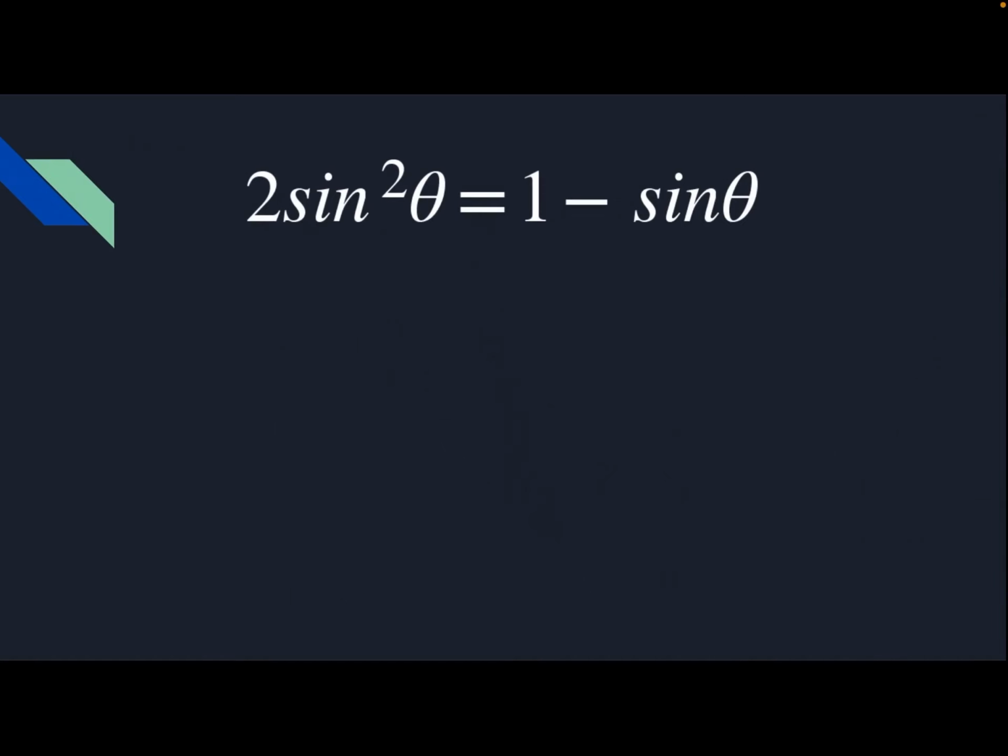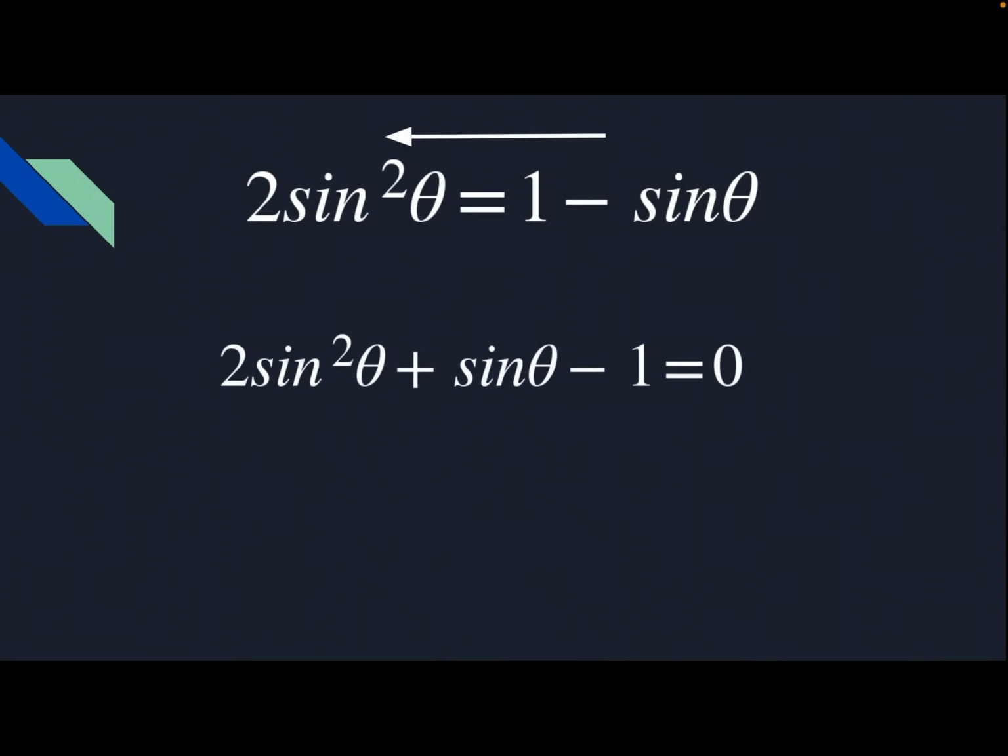In order to work with this equation, you must first set it equal to 0 and then factor it. So the first thing that you do is you move the 1 minus sine theta to the left side. So then you would get 2 sine squared theta plus sine theta minus 1 is equal to 0. Then you have to factor it.